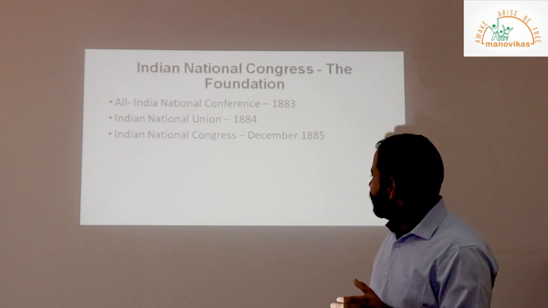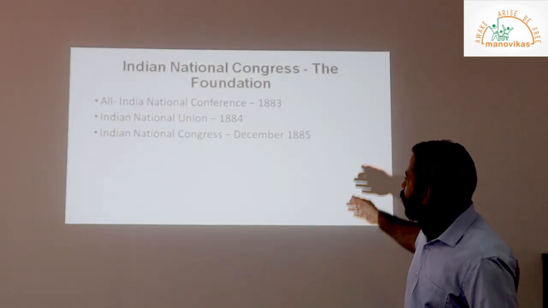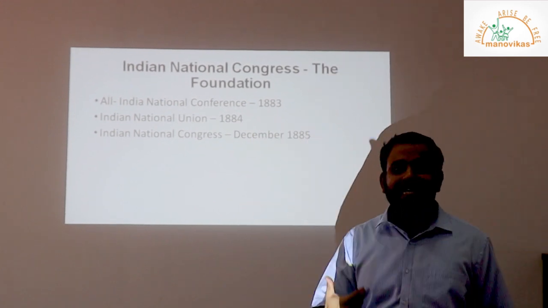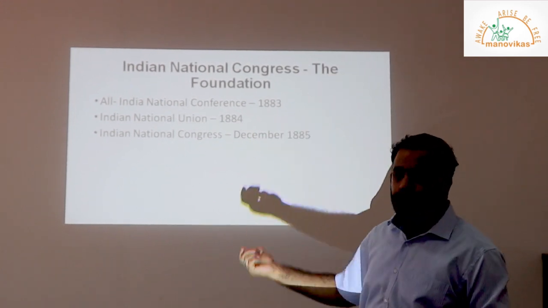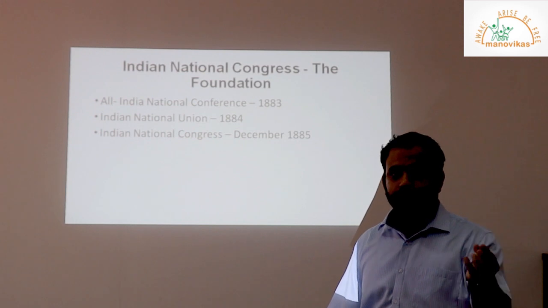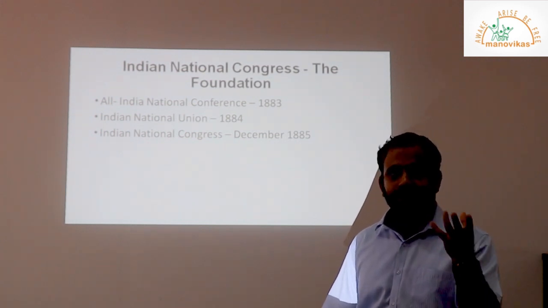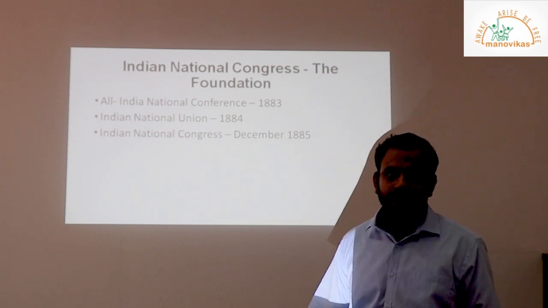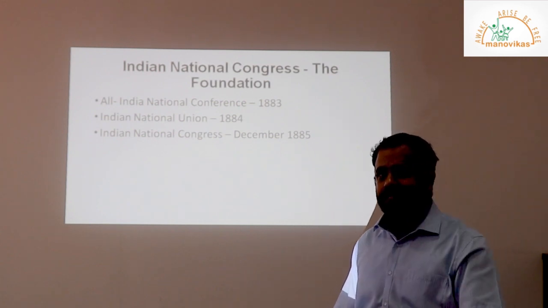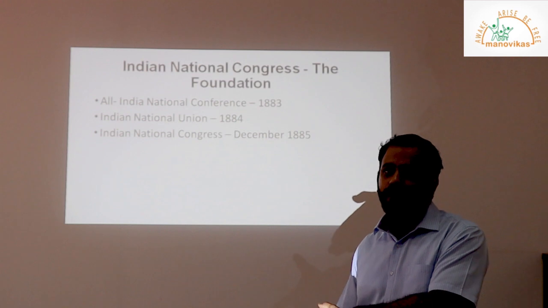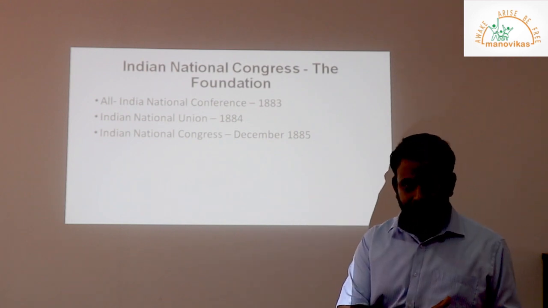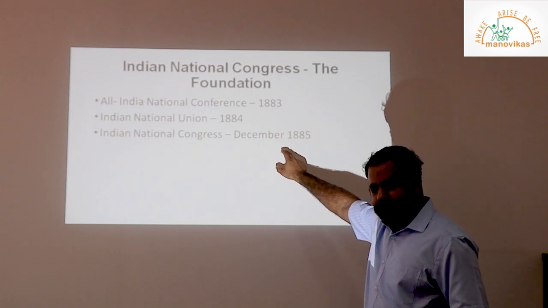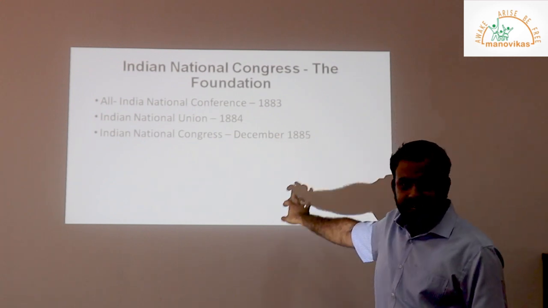Now, in 1885, Indian National Congress, we'll go to the last part. In 1884, after this Indian National Union was formed, this union was supposed to have one meeting at Pune in December 1885. But because of plague, this meeting was held in Bombay, or modern-day Mumbai, from 25th till 31st of December 1885.